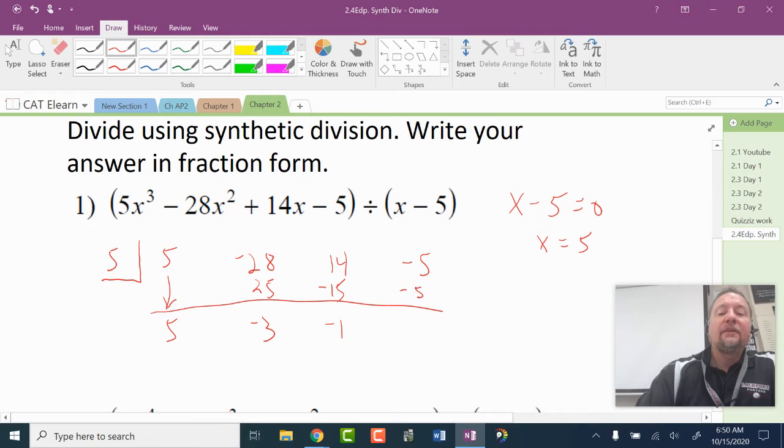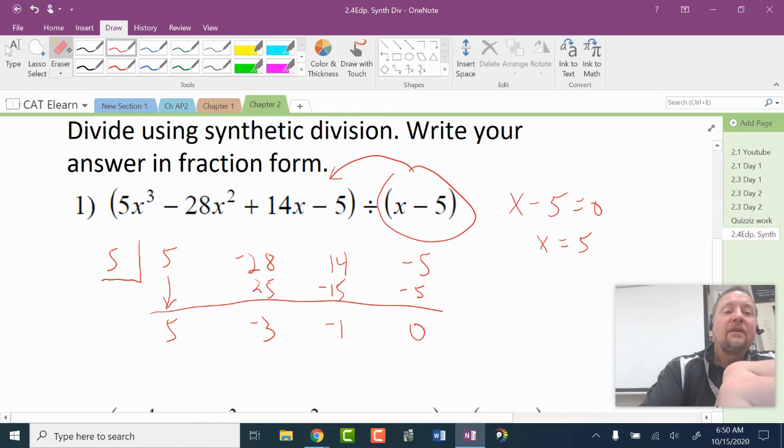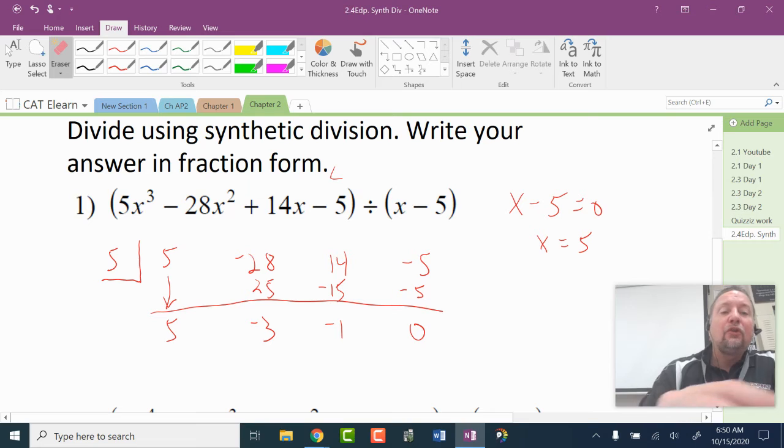By the way, I should tell you this. If that was a 5 and this ended up being 0 here, then this would be considered a factor of that. That means it would divide into that evenly with no remainder. Ooh, giving you some extra information there. Unfortunately, it didn't happen, so we do have a remainder.